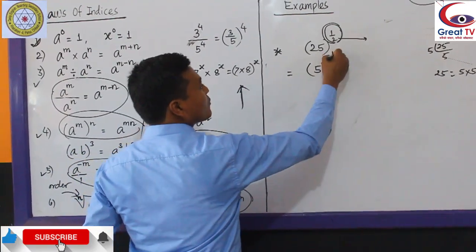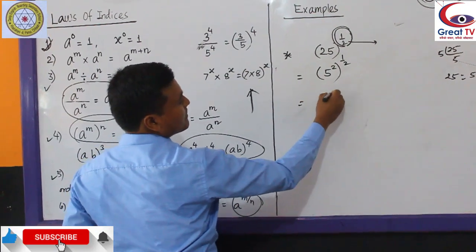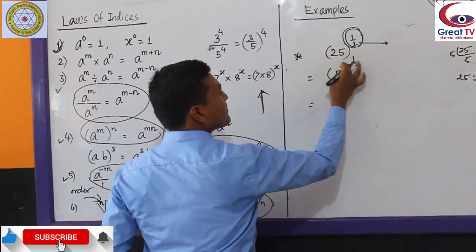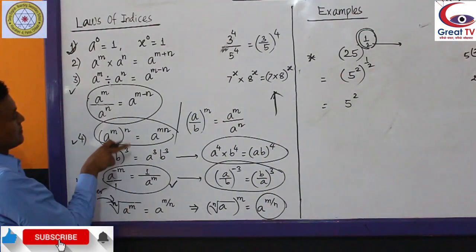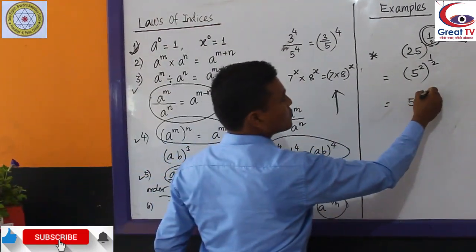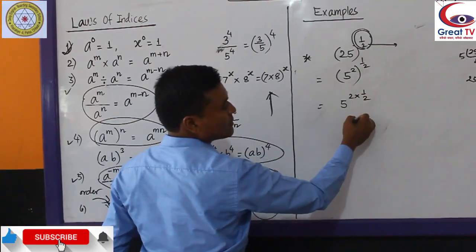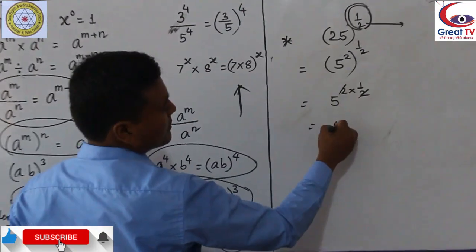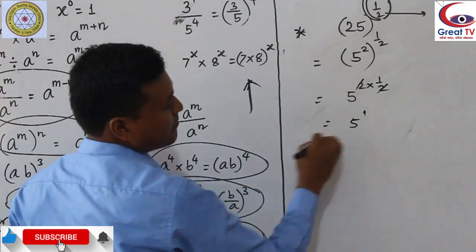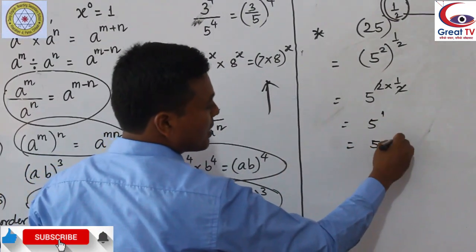So 5 square whole power 1 by 2. These two powers can be multiplied using the power of index. So 2 times 1 by 2. 2 up and 2 down can be cancelled. Here 5 to the power 1 is remaining. 5 to the power 1 is equal to 5.